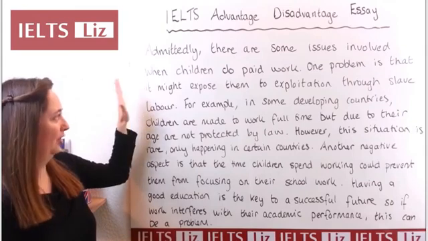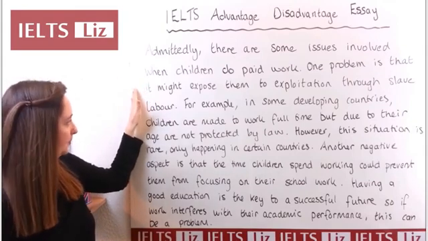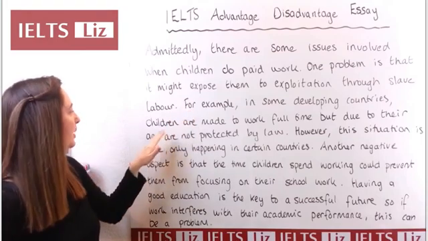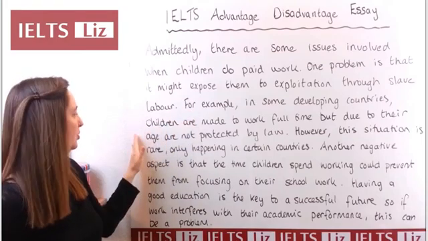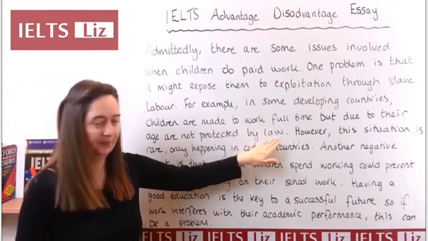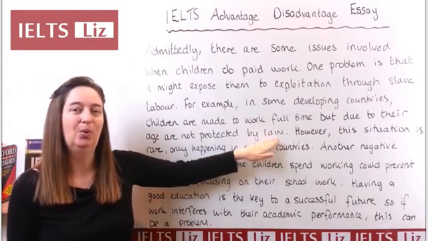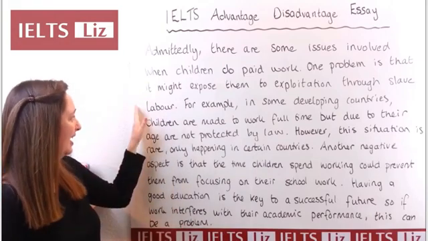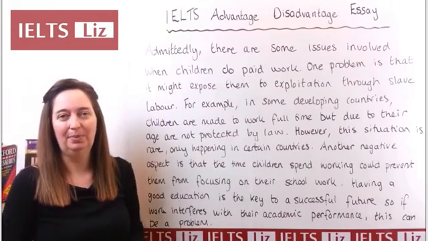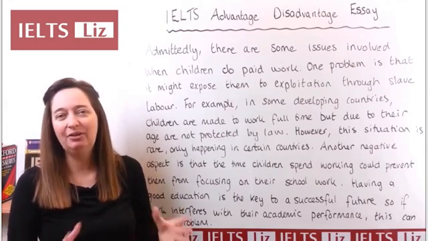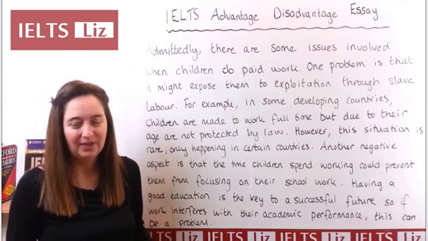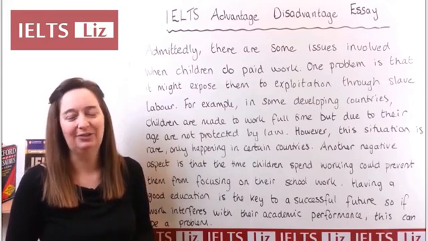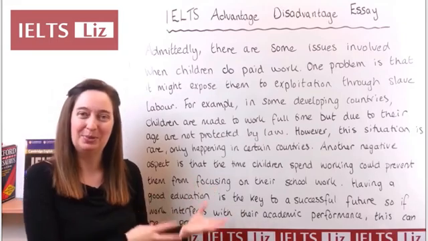So let's carry on. So the idea of exploitation. We've got the same example, which is for example, in some developing countries, children are made to work full-time, but due to their age are not protected by law. So that's the same supporting point, but I've added another sentence. And the reason is that, as I said, this is a serious problem. Slave labour is a terrible issue worldwide. So we do need to show the reason that we're not supporting the disadvantages, because we're actually supporting the advantages in this one.